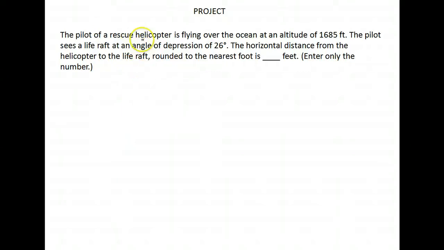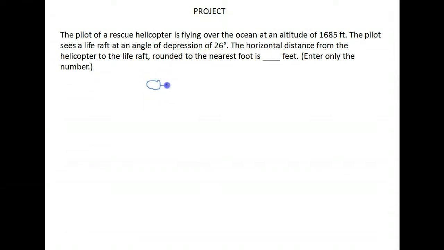All right, here's a project question. Again, I've changed the numbers a little bit, but you can still answer the question. It says a pilot of a rescue helicopter is flying over the ocean at an altitude of 1,685 feet. The pilot sees a life raft at an angle of depression of 26 degrees. The horizontal distance from the helicopter to the life raft, rounded to the nearest foot, is how many feet?